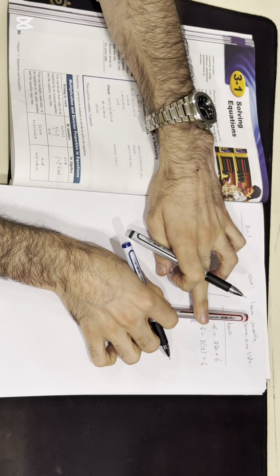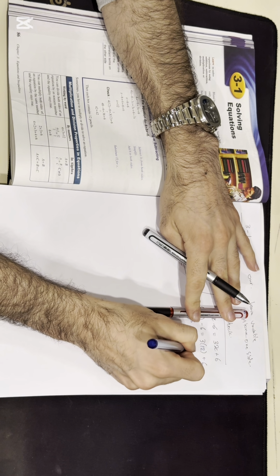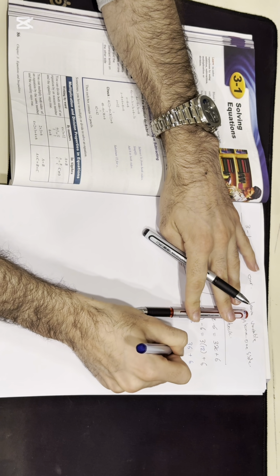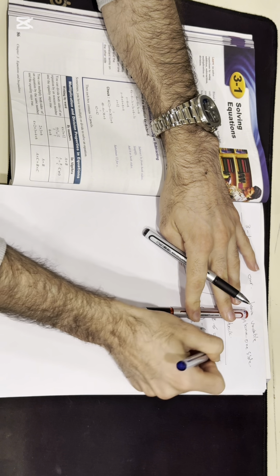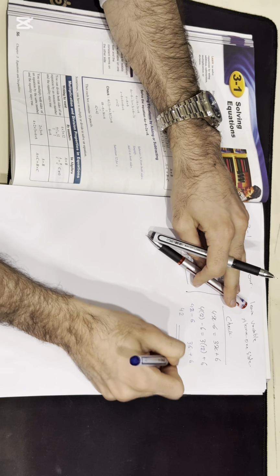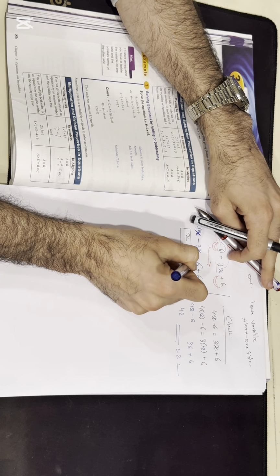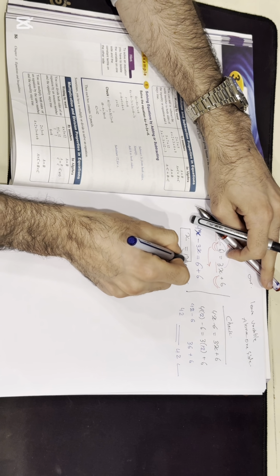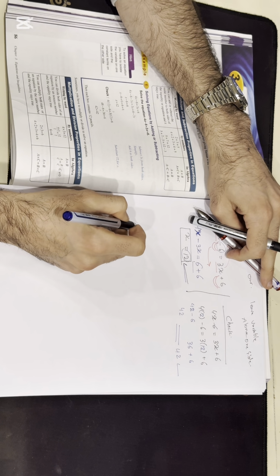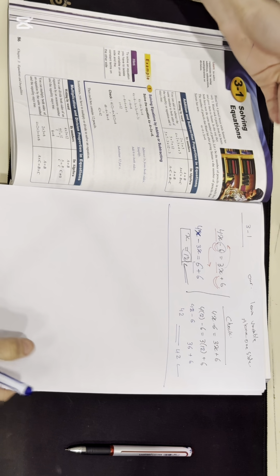Now let's go to the other side. 3 times 12 is equal to 36, plus 6 is equal to 42. So this side is equal to 42, and this side is also equal to 42. So that means this side and this side are equal? Yes. So that means my answer, which I found, x equal to 12, is a correct answer. So let's go to the next question. That's for adding and subtracting.